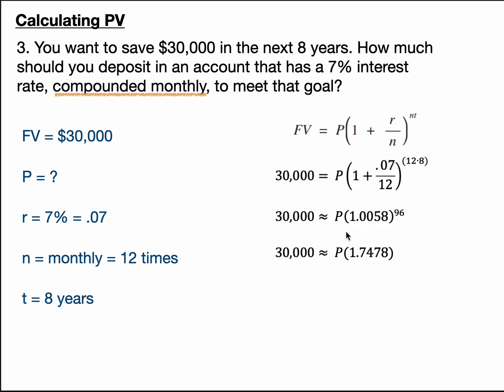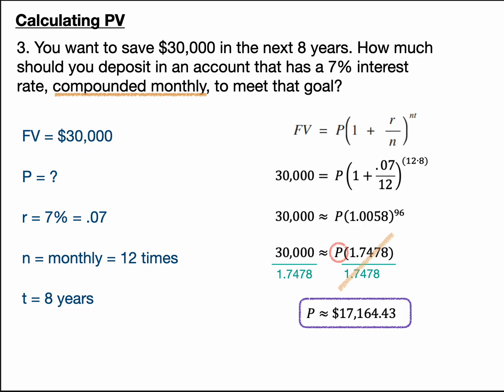Now, here's the deal. Think in terms of your basic algebra toolbox. When there's a variable you want to solve for, your technique has always been to circle it and figure out what to do to both sides of the equation to cancel out any numbers nearby that variable. So to cancel out a times 1.7478, you would divide. And you know the drill, whatever you do to one side of an equal sign, you must do to the other. So the principal is a little bit over $17,000. If you put a lump sum of $17,000 and a little bit extra into this investment today, when you check it in 8 years, it should hit $30,000.